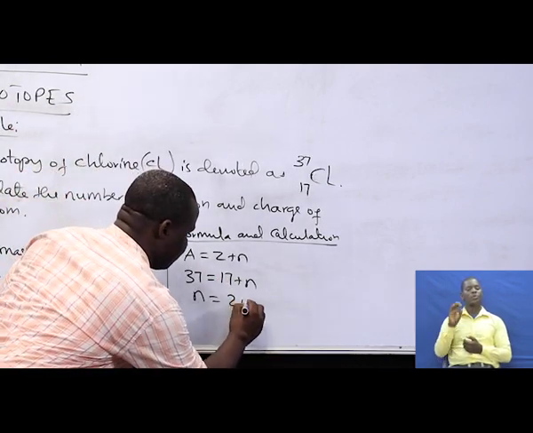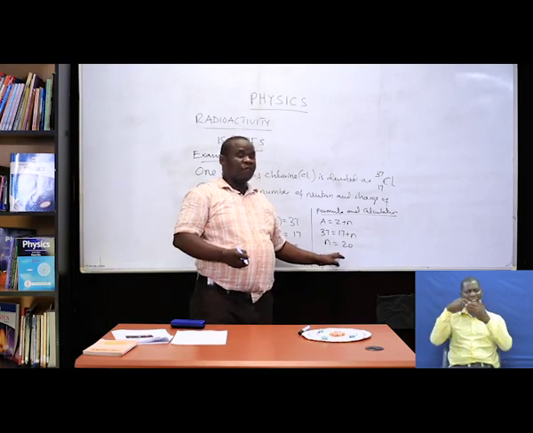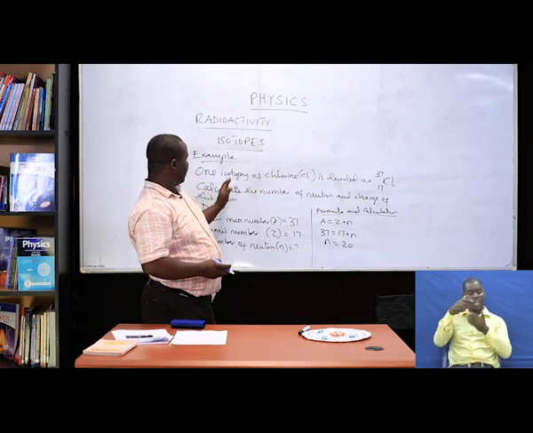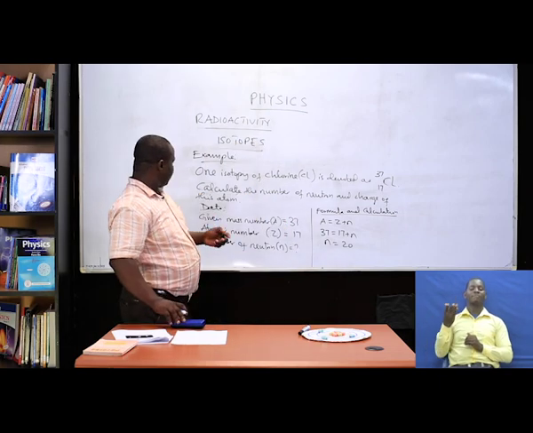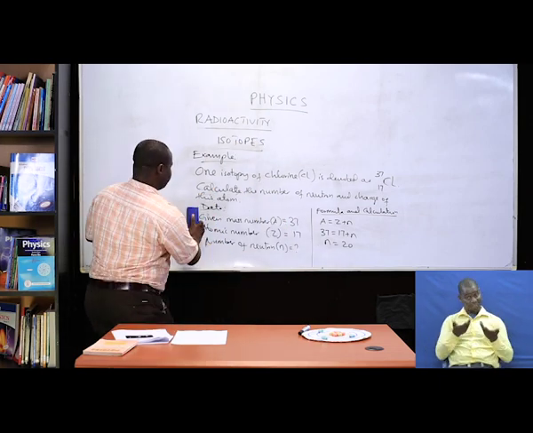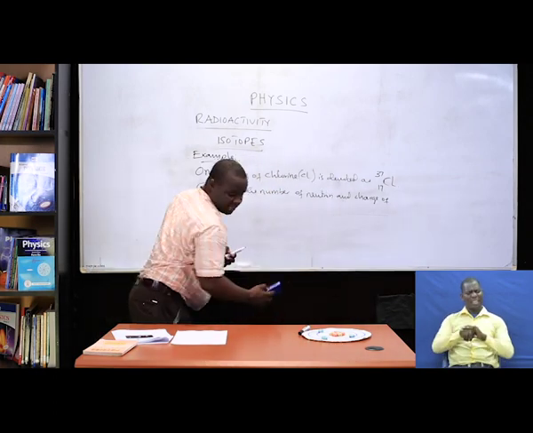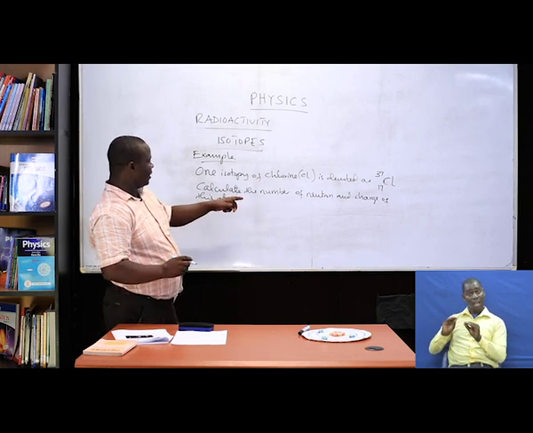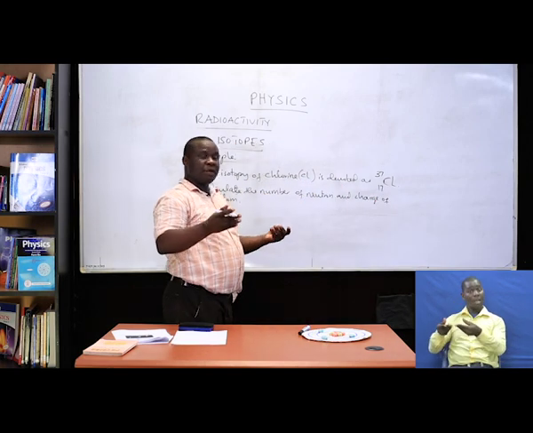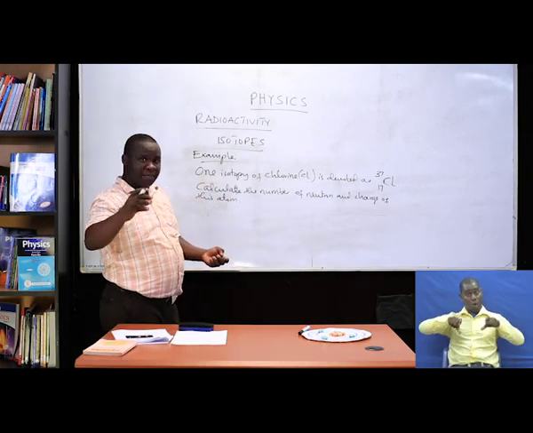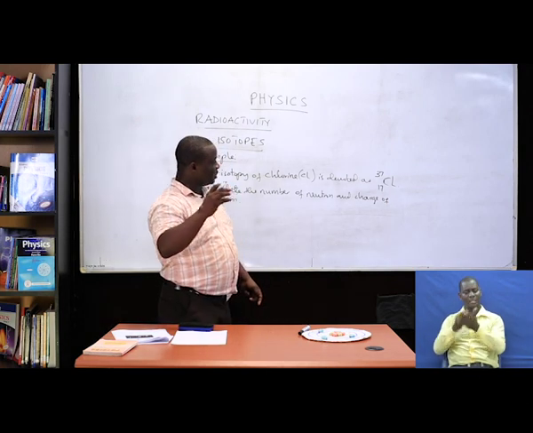It's 20. Good. So you can make a conclusion now that the number of neutrons of this particular atom, or of this particular isotope of chlorine, is 20. But for the charge, if we want to find the charge, the data which we have here is Z, because we say that the charge is going to be given by the chemical property of this element, which is the atomic number.